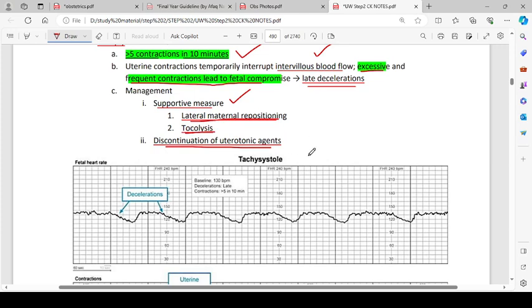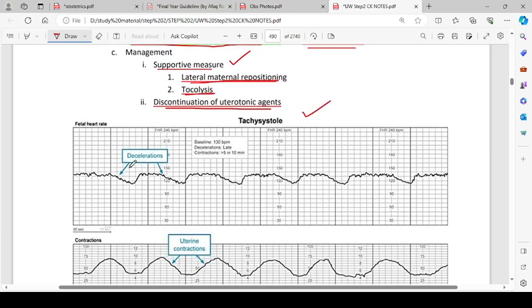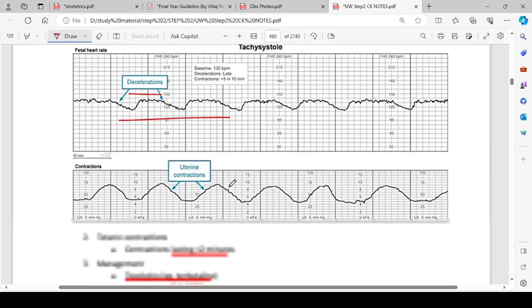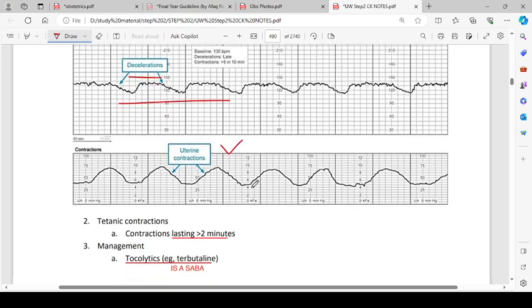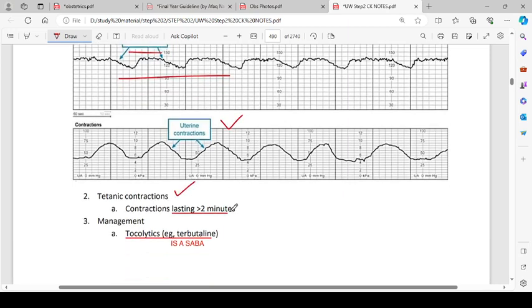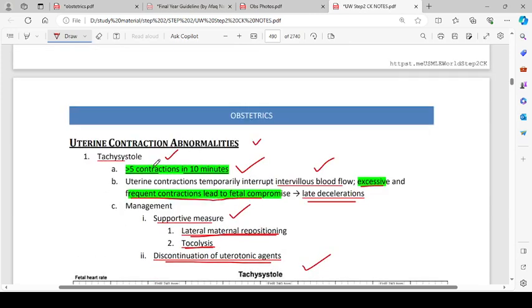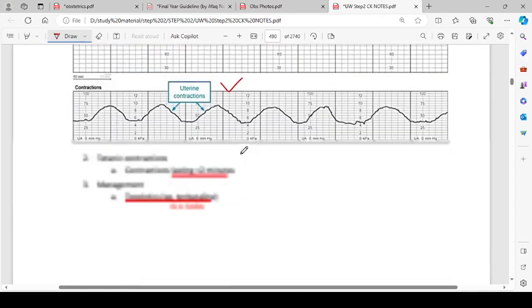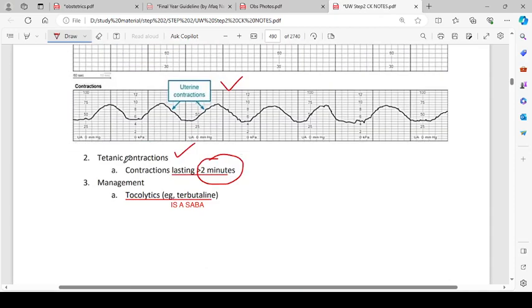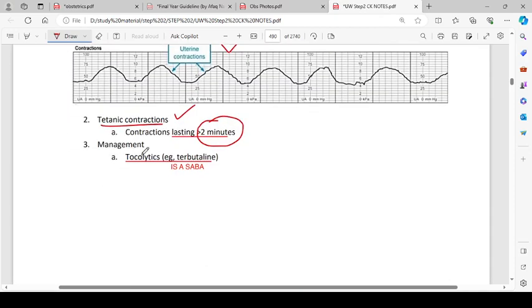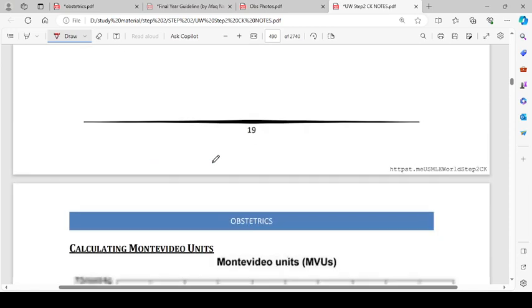Okay, so this is tachysystole. Decelerations are happening like this, and then we have uterine contractions. Tetanic contractions mean a contraction lasting more than 2 minutes. In tachysystole, there were more than 5 contractions in 10 minutes, but the duration of each contraction was less than 2 minutes, right? Otherwise, it would be tetanic contractions. Management: we give tocolytics, for example, terbutaline. Terbutaline is a short-acting beta agonist.